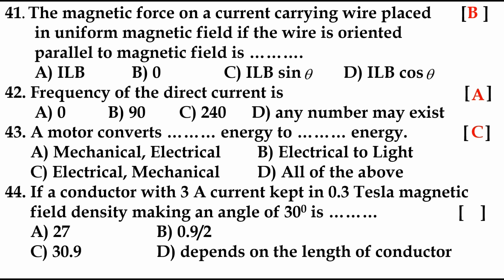44. If a conductor with 3 ampere current is kept in 0.3 Tesla magnetic field density, making an angle of 30 degrees, the force is A. 27, B. 0.9 by 2, C. 30.9, D. depends on the length of the conductor. Answer is D, depends on the length of the conductor.